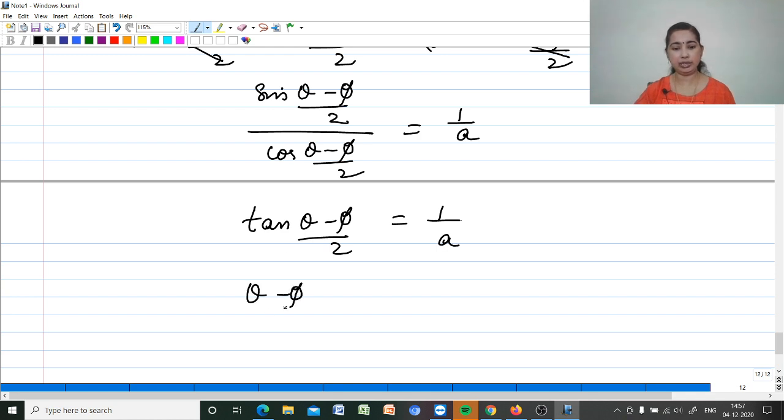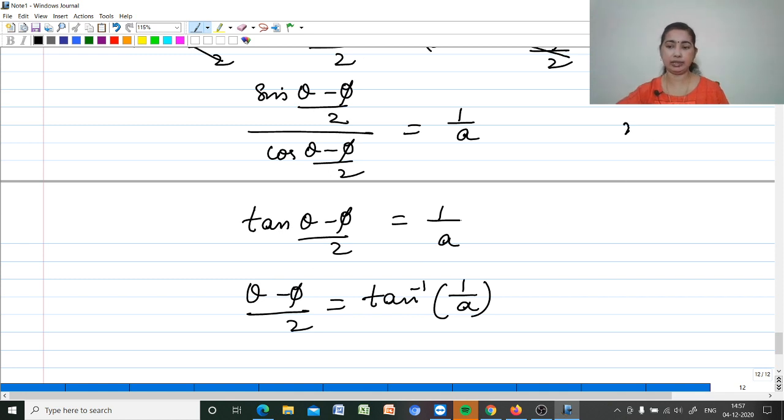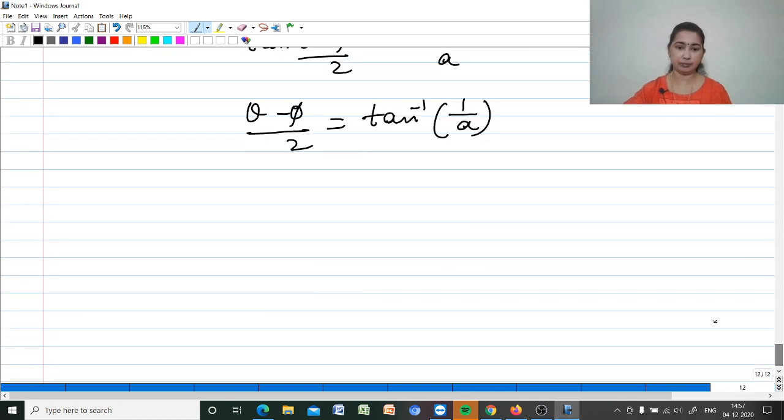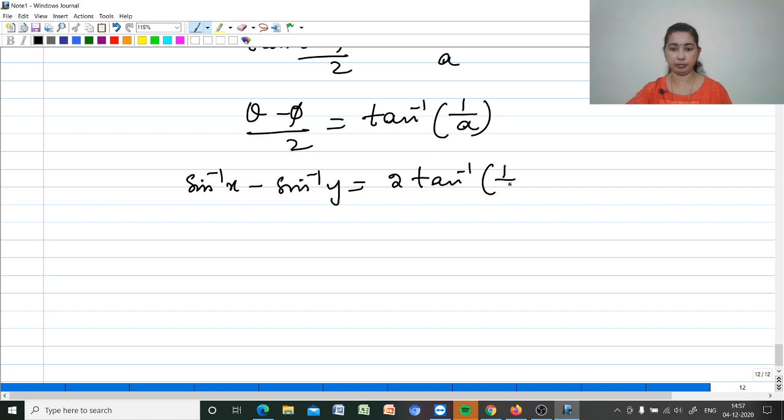Or (theta minus phi)/2 can be written as, taking tan to the other side, it becomes tan inverse of 1 by a. And what is theta? We have taken the result x is equal to sine theta and y is equal to sine phi. So from here theta is equal to sine inverse x and phi is equal to sine inverse y. We can replace the result. Instead of theta we can put sine inverse x minus sine inverse y equal to, this 2 we can multiply to this side, so 2 tan inverse of 1 by a.